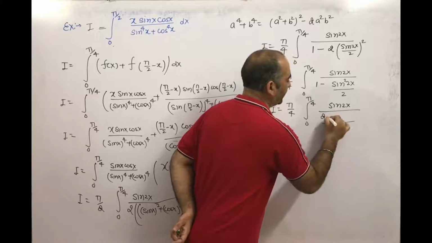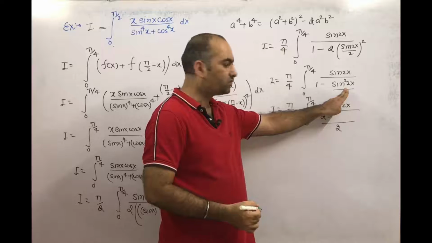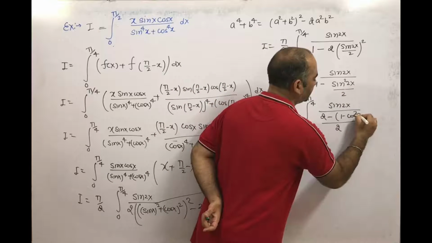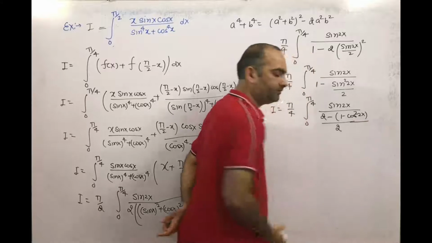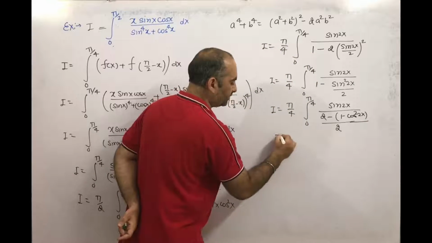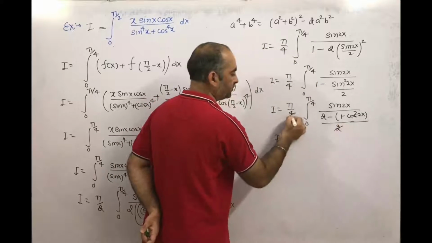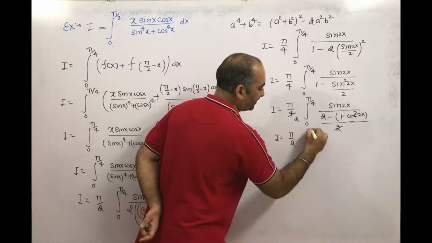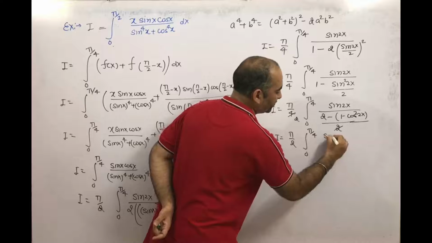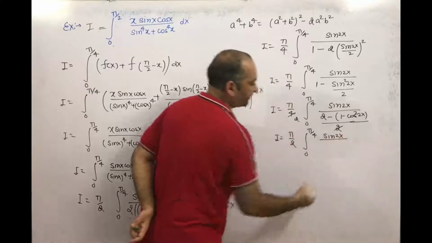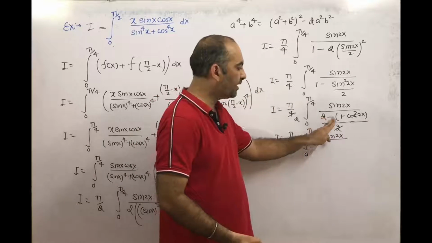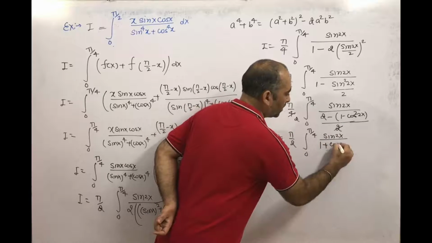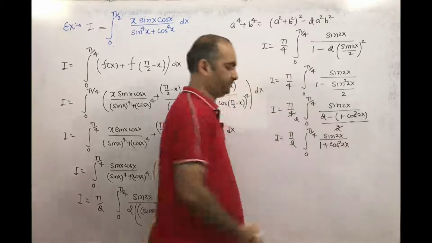So what will come here? 2 minus sine square 2x, we can write as 1 minus cos square 2x. This one we can write. So here I equal to, this is 2, this is 4, so 2. So pi by 2 integration 0 to pi by 4 sine 2x divided by 2 minus 1, so 1 plus cos square 2x, this will come.